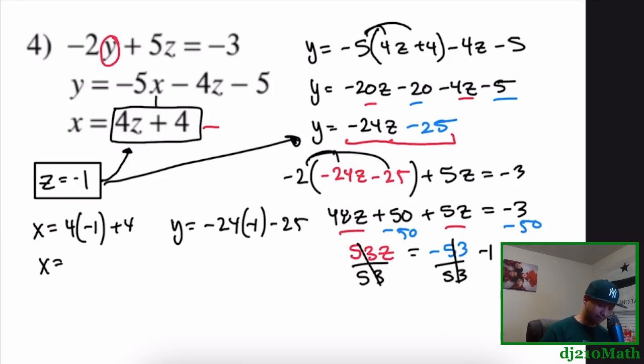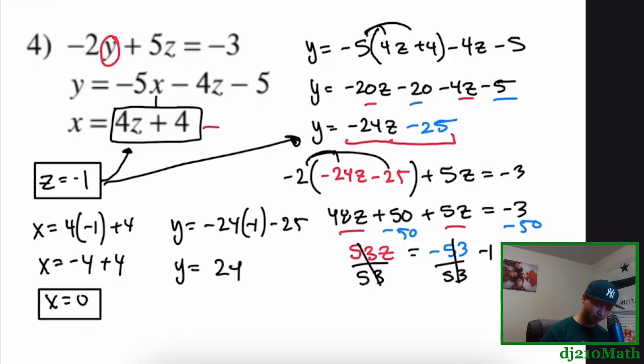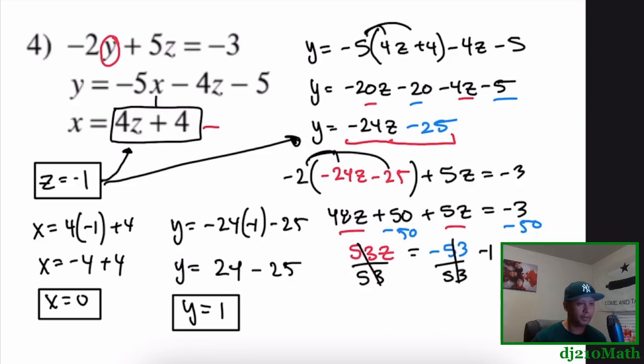This is going to be x is equal to negative 4 plus 4. That's nice. x is equal to 0. Then we have y is equal to positive 24 minus 25. Therefore, y is equal to 1. So x, y, z: 0, 1, negative 1.